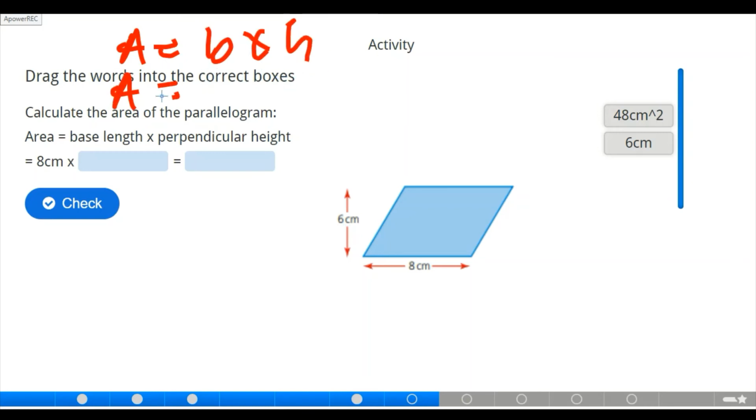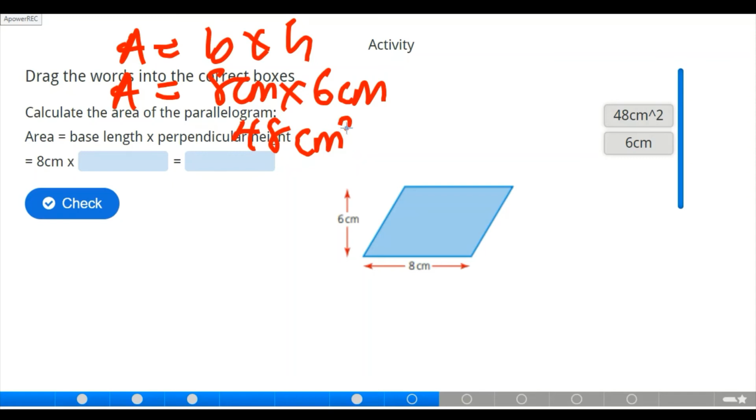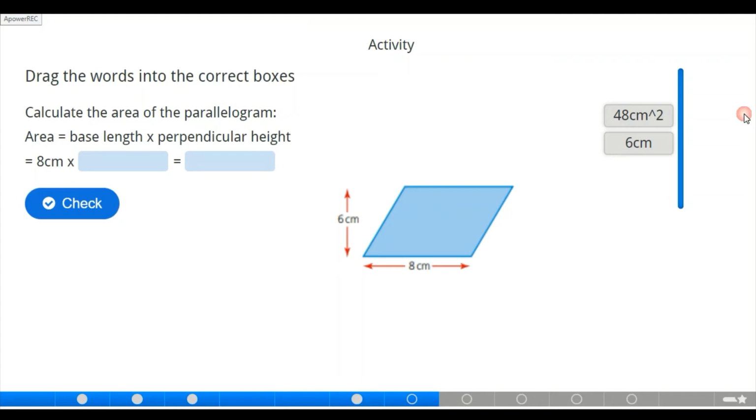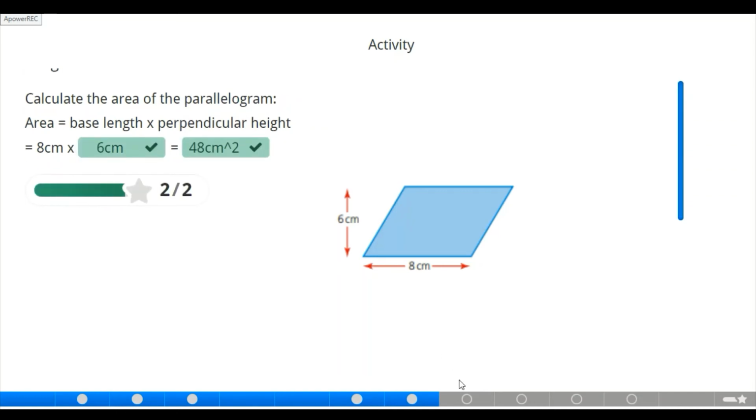So A, which is the area of the parallelogram, is now going to be 8 centimeters multiplied by what? 6 centimeters. 8 times 6 is 48, right? And since we are dealing with area, it is going to be 48 centimeters squared. And that's the solution to that given problem. Now, let's fix the right answer into the boxes. Perpendicular height here is what? It is 6 centimeters. So when we have 8 centimeters multiplied by 6 centimeters, it's going to give us 48 centimeters squared. And that gives the solution to the problem.